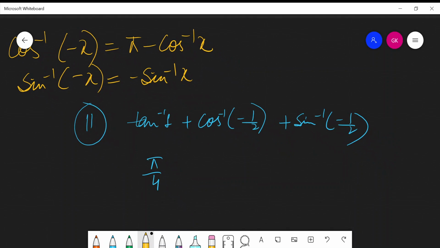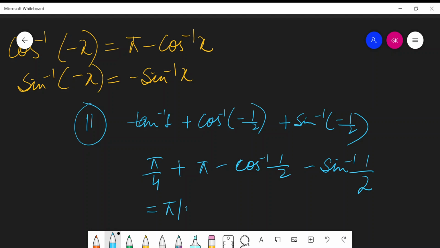So let's apply these formulae over here. So cos inverse of minus half is pi minus cos inverse of half. And over here you can take the negative sign outside. So this is pi by 4 plus pi minus cos inverse of half minus sine inverse of half. You have to recall the value of half. Cos inverse half is when it is 60 degrees, means it is pi by 3. And sine inverse half, at which angle it is half, 30 degrees, which you write as pi by 6.